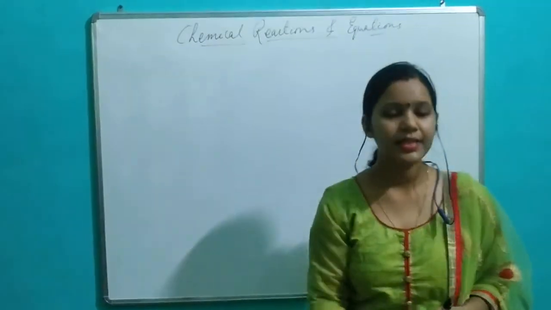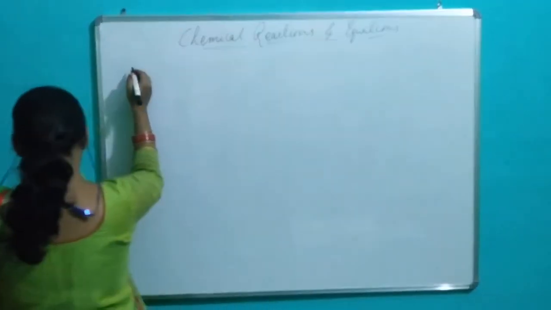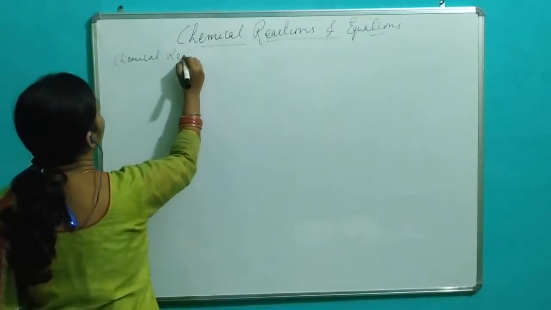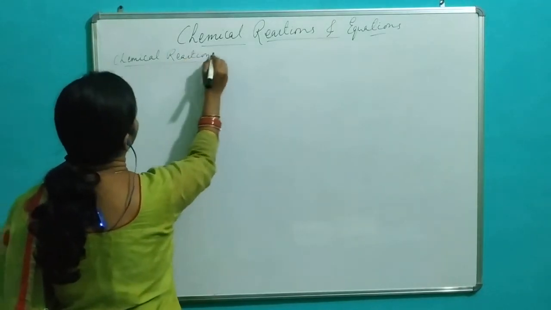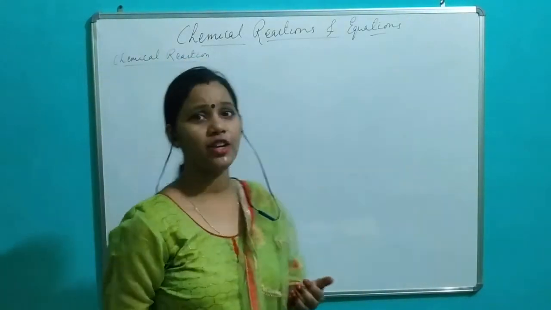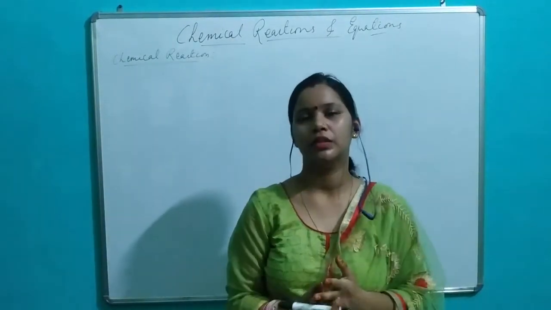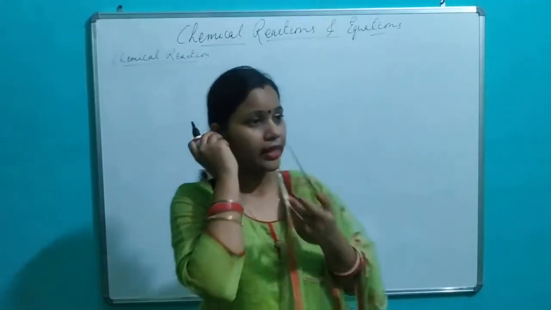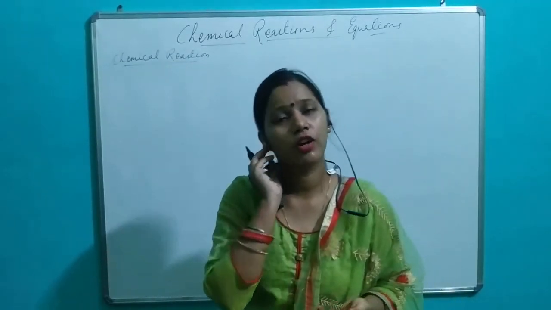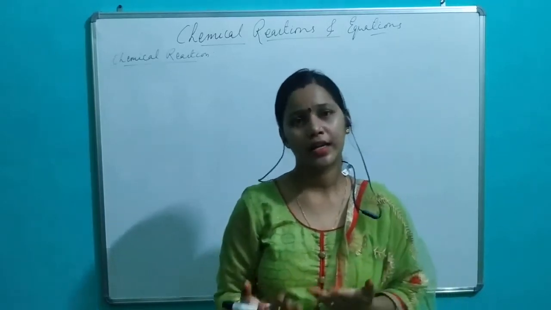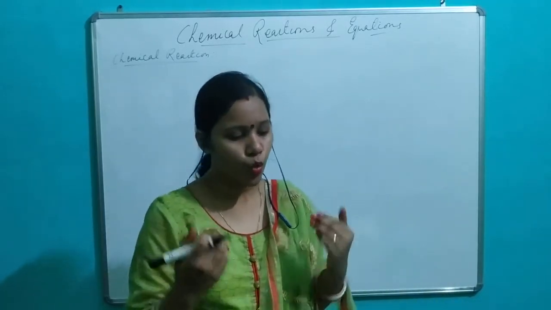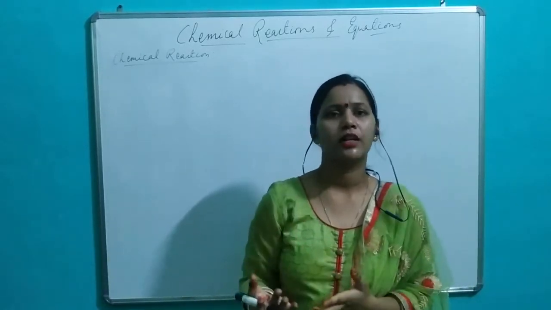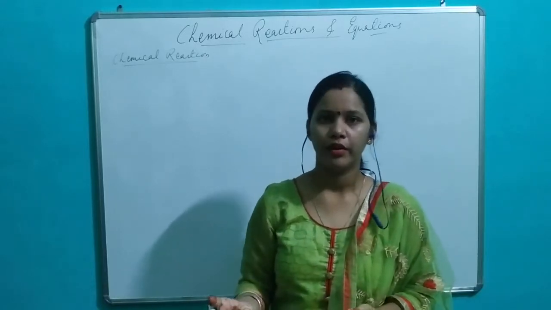Alright, so what is a chemical reaction? How do we define a chemical reaction? In our day-to-day life, we see a lot of chemical reactions happening. Some reactions happen within our body, for example digestion. It's a chemical reaction, right? Like fermentation, then souring of the curd. All these are chemical reactions from our day-to-day life. So, what is a chemical reaction? It's a process in which a new substance is formed, right?